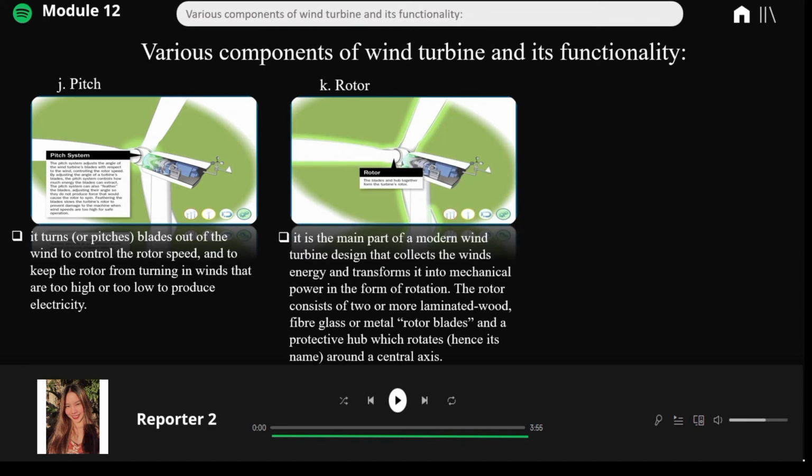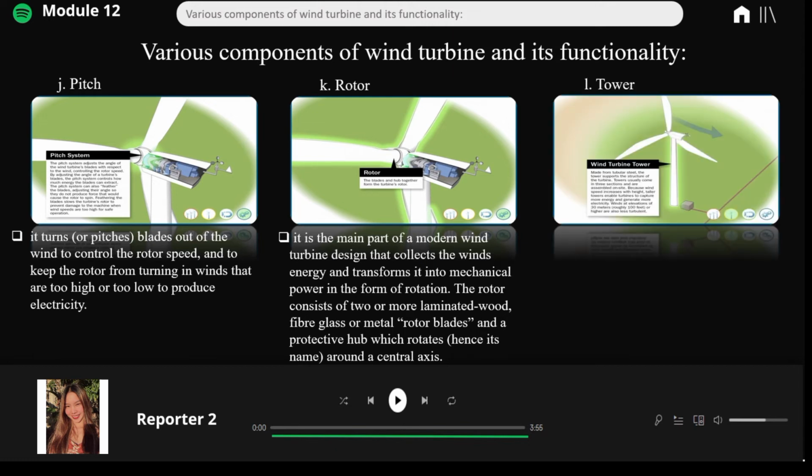Then, the rotor. It is the main part of a modern wind turbine design that collects the wind's energy and transforms it into mechanical power in the form of rotation. The rotor consists of two or more laminated wood, fiberglass, or metal rotor blades and a protective hub which rotates around the central axis. So the rotor is simply the part of the wind turbine that turns wind energy into electricity using the aerodynamic force from the rotor blades.